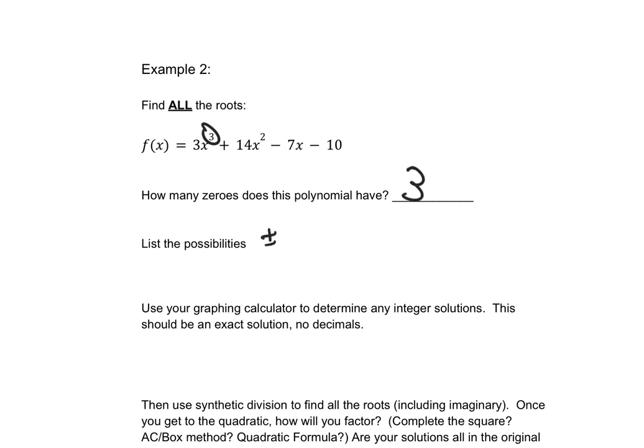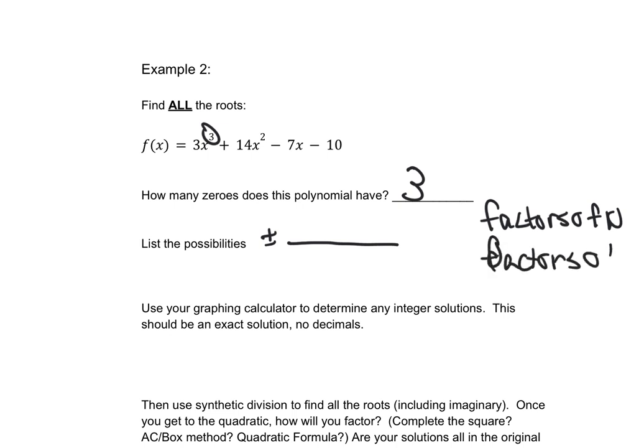So we're going to have plus or minus, and the numerator is going to be the factors of 10, and then the denominator is going to be the factors of 3. So the only factors of 10 are 1 times 10 and 2 times 5. And then in the denominator, the only factors of 3 are 1 times 3.